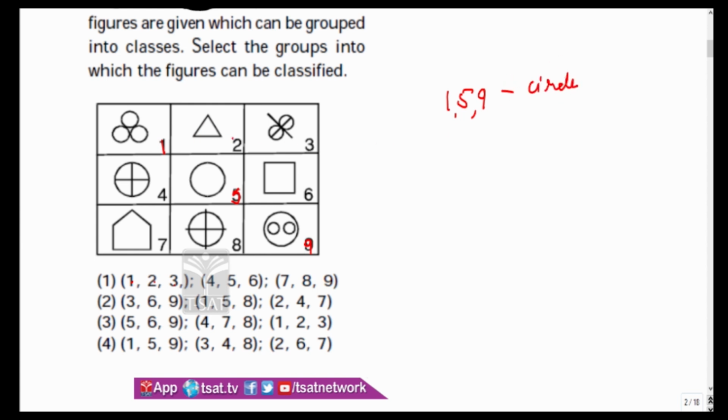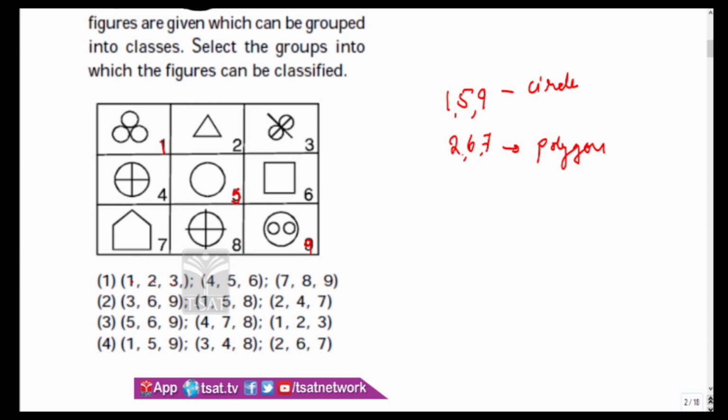Now what is the second one? In the second figure you have a polygon like a triangle, with 3 angles or lines. When you have triangle, square and pentagon, I can make one particular group. So 2, 6, 7 forms one group, based on which character? Based on polygon. And what is the next one? That is 3, 4 and 8.